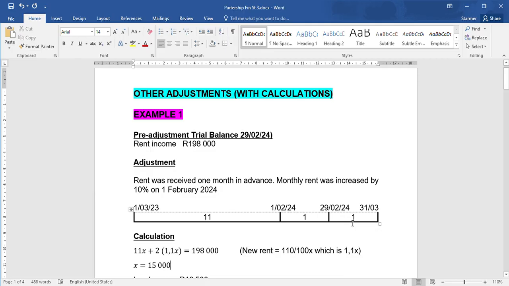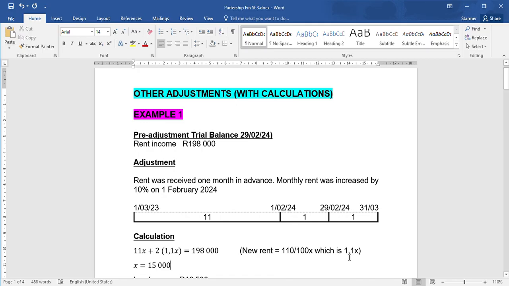If you use an equation now, I'm going to call the original rent X. So in other words, I'm going to have 11 months of X. These 2 months here, if you add 10% to X, you'll get 110% of X, which simplifies to 1.1x. If you added 15%, it would be 115%. 115 over 100 simplifies to 1.15, and so on.